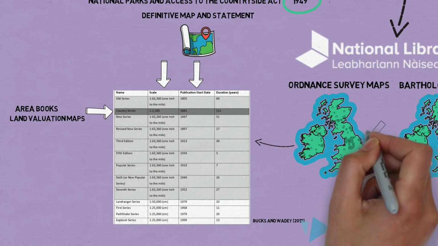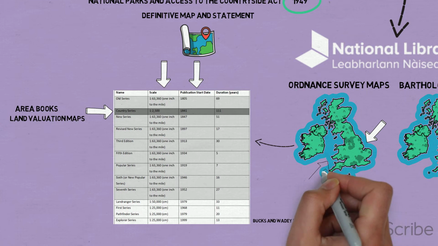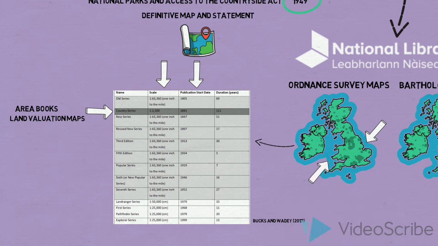Finally, location. The 2026 deadline only affects routes in England and Wales, so these are the locations we will be searching for. And with these criteria, we can narrow down our search to specific maps.